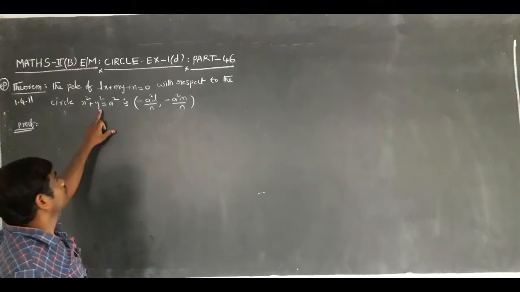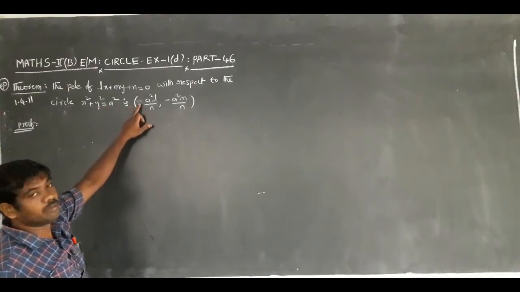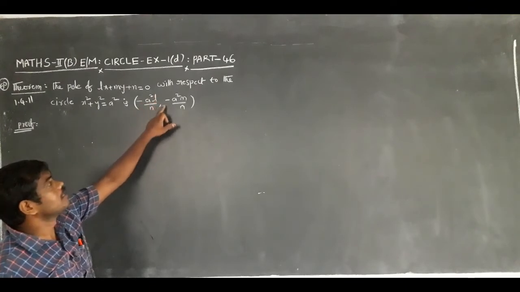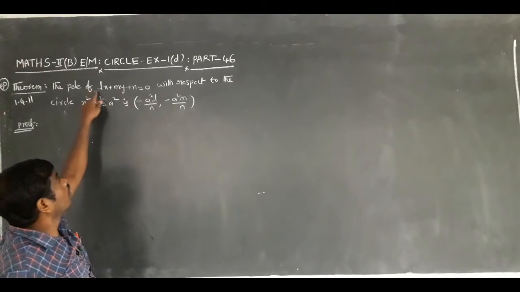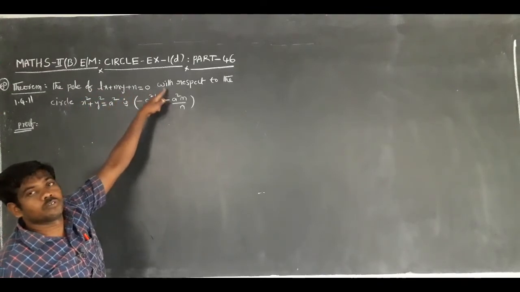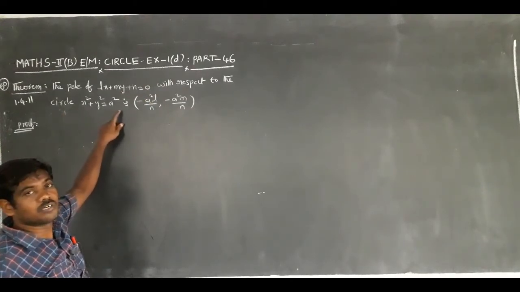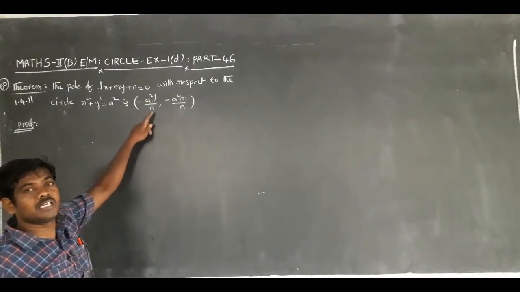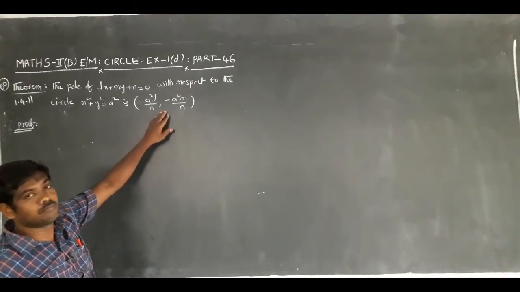x² + y² = a² is (−a²L/N, −a²M/N). The pole of Lx + My + N = 0 with respect to the circle x² + y² = a² is (−a²L/N, −a²M/N).